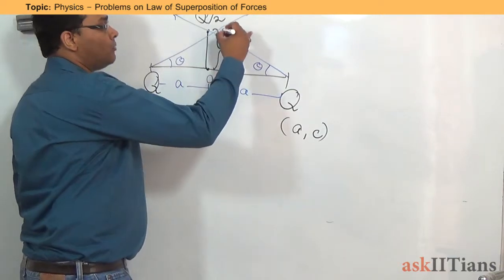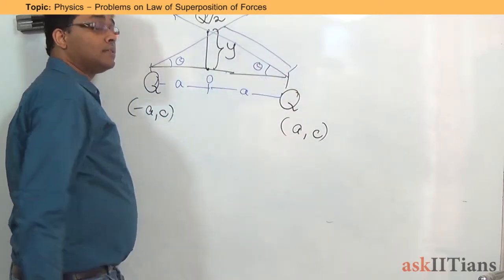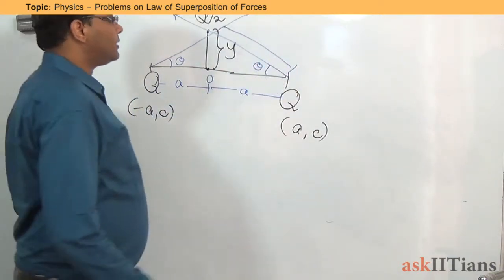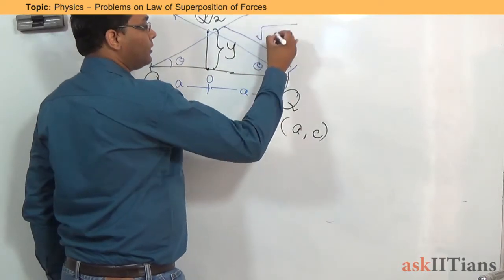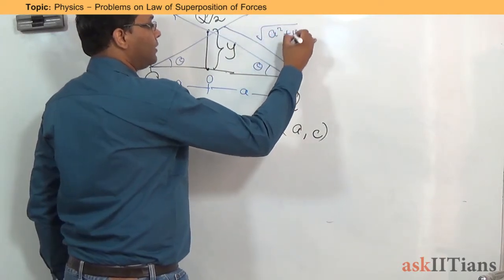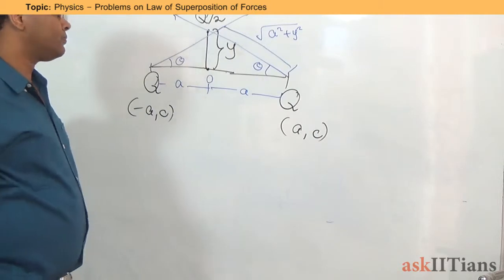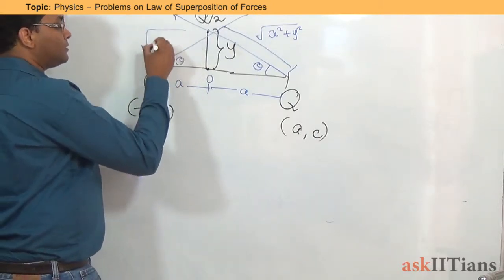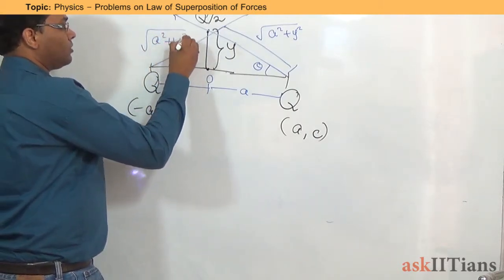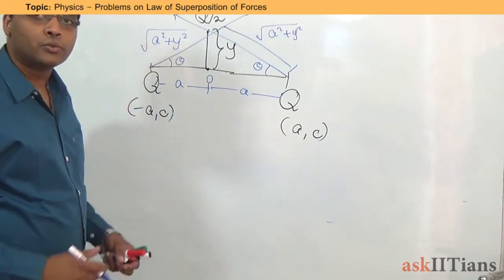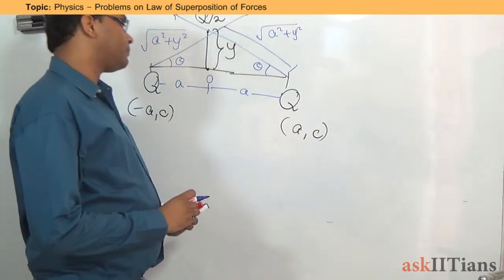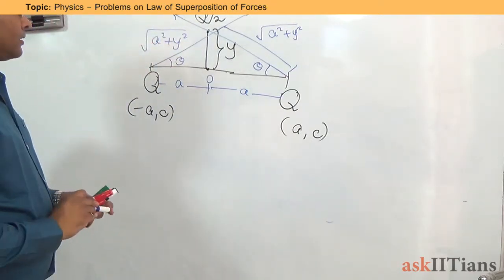So effectively, how much is this distance? This distance is going to be equal to square root of a square plus y square, and similarly this distance is going to be square root of a square plus y square. Okay? So what do we get as a result?